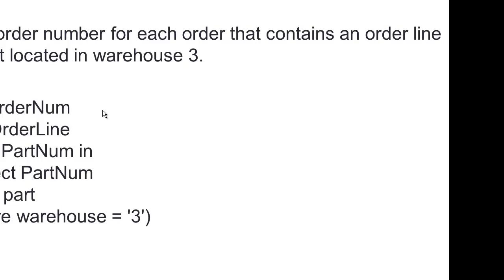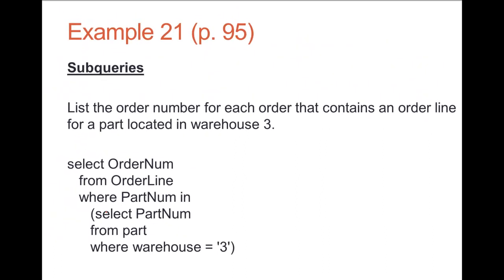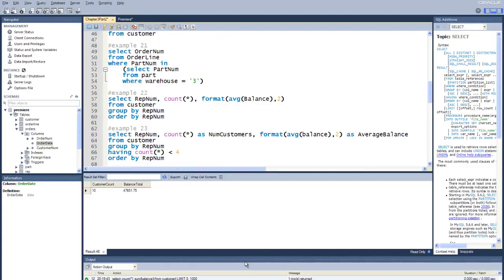I don't know what other software you might have used, but it's explained differently in different programs. So we're going to select the order number from the order line where the part number is what? Well, there's that subquery. So you can think of it as, first I have to do this. First I'm selecting the part number from part where the warehouse equals 3. That's giving me a subset of data.